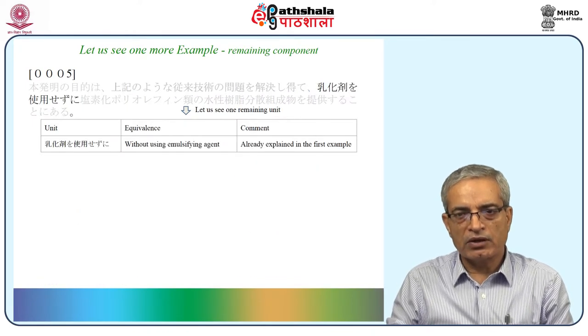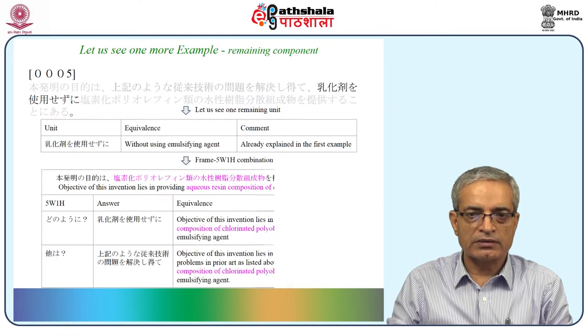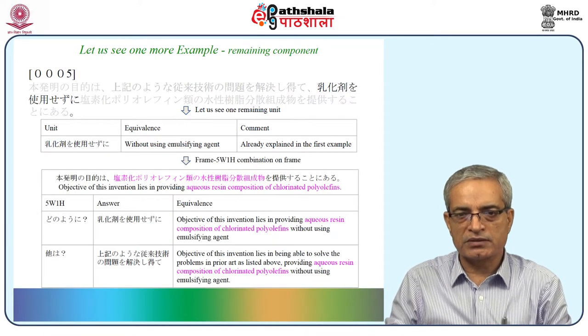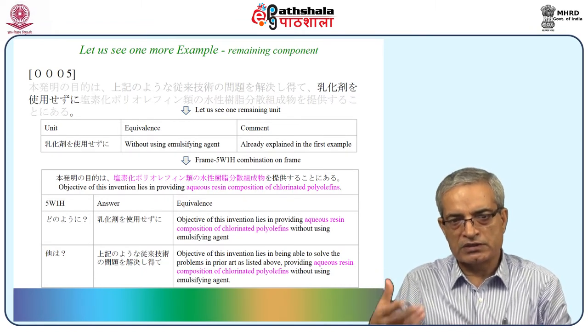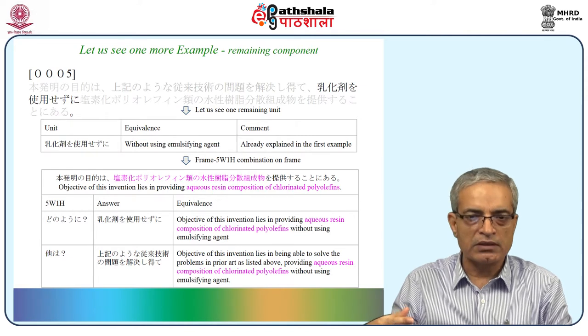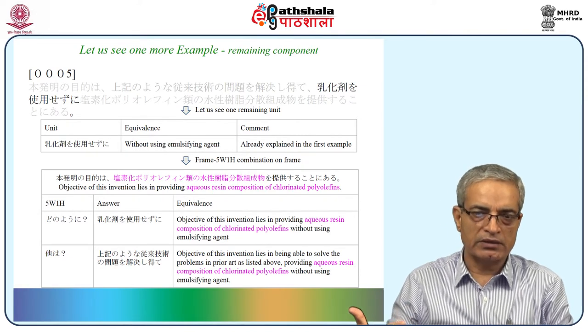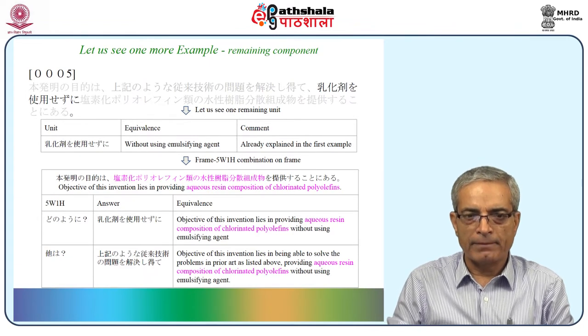Now the remaining part also had "nyūkazai o shiyō sezu ni", which is a unit only, so without using emulsifying agent, which was explained earlier. And now frame plus 5W1H combination on the frame is "hon hatsumei no mokuteki wa", then there was the substituted one, "o teikyō suru koto ni aru", and the translation comes as objective of this invention lies in providing that A, which is aqueous resin composition of chlorinated polyolefin.